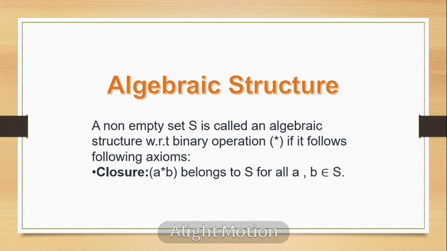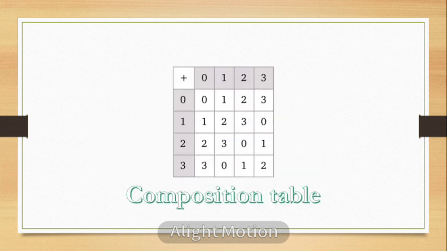Now let us look at its composition table. Now this is a composition with some binary operation. As you can see, all the resulting elements are only 0, 1, 2 and 3, which also belong to the set S. So we can conclude that this is an algebraic structure.